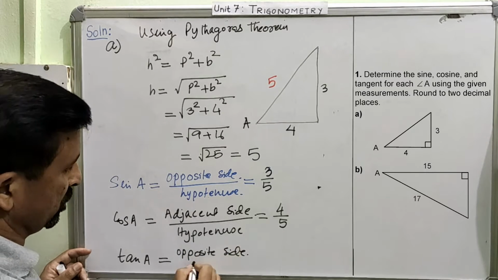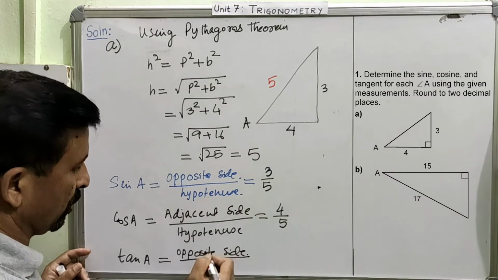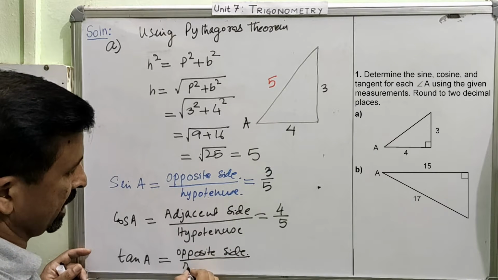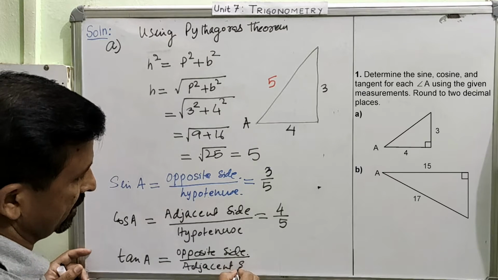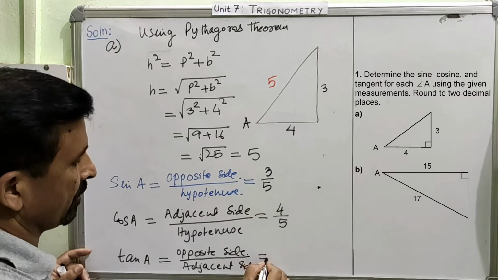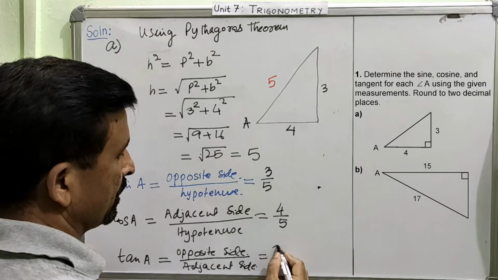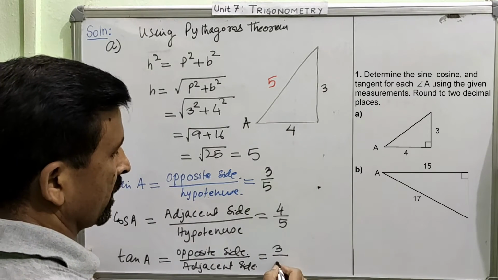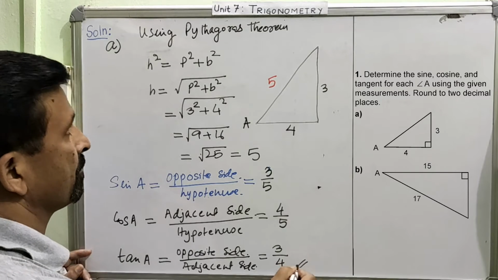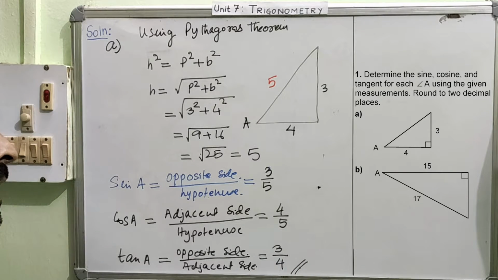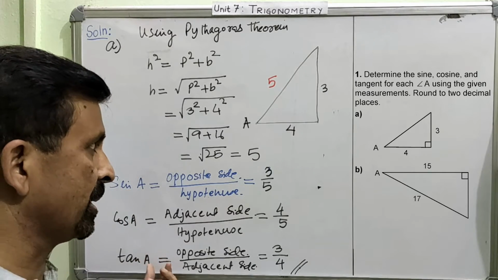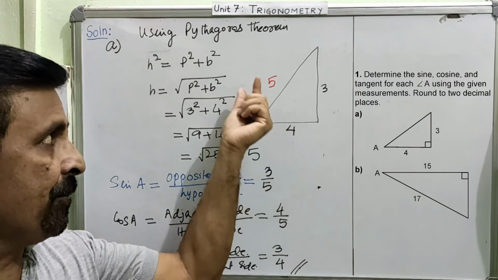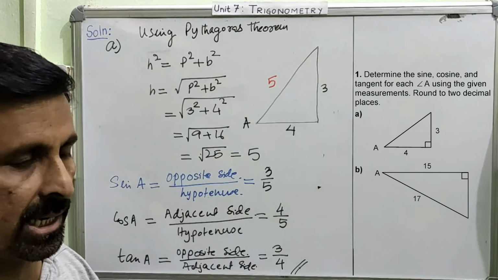Every time I will write the ratio, so you can remember just by watching this video itself. And this is the adjacent side. The denominator is the adjacent side. Clear? From the diagram, the opposite side is 3 and the adjacent side is 4, and this becomes your answer. So we have learned how to find the three trigonometrical ratios in terms of an angle if the measurements of all the three sides are given.